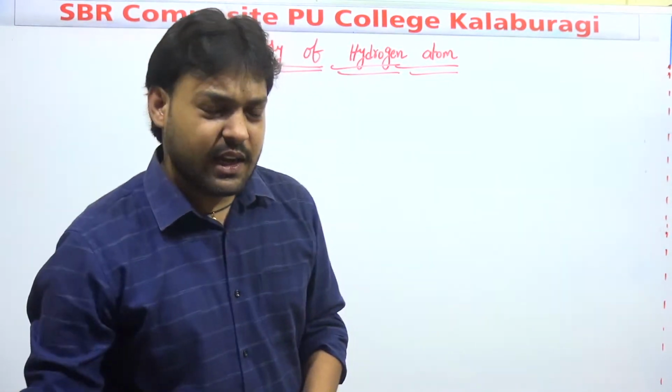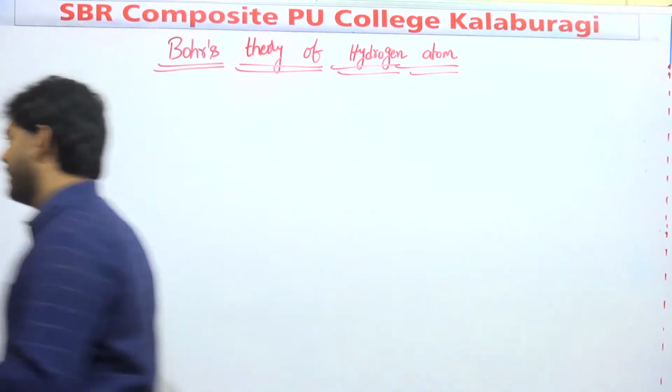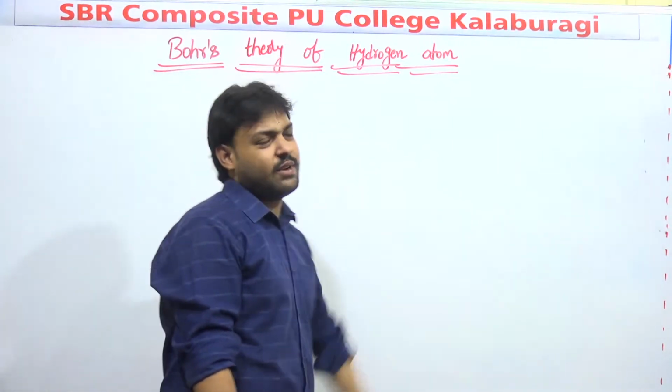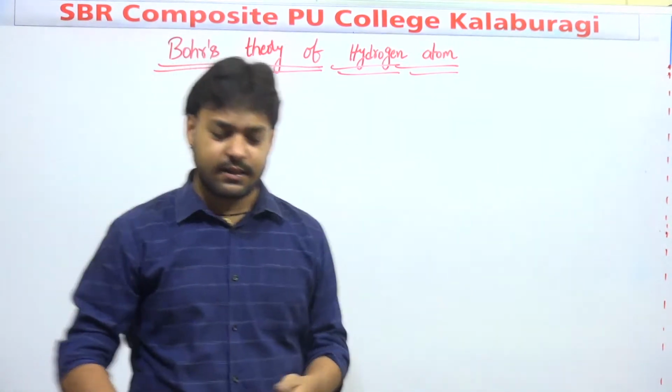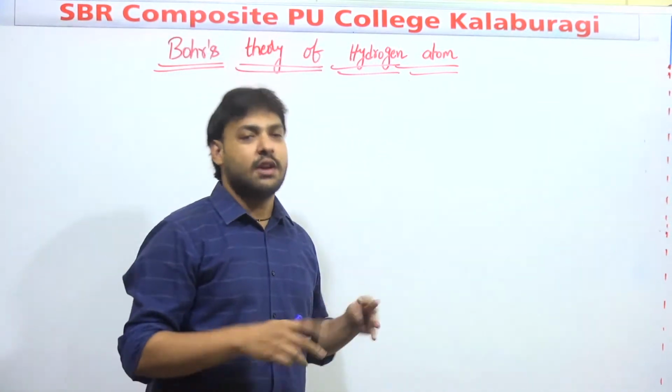In the last class, we discussed Bohr's theory. We started Bohr's theory, and we'll continue today. What we discussed in the last class: Bohr's postulates, four postulates. What are those four? Try to recall them.